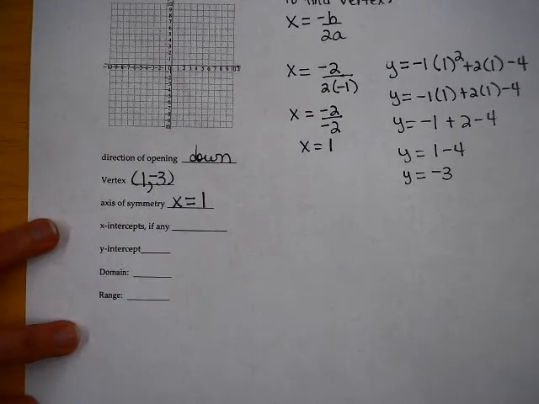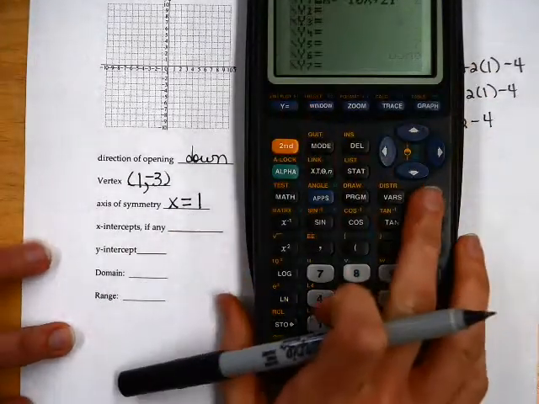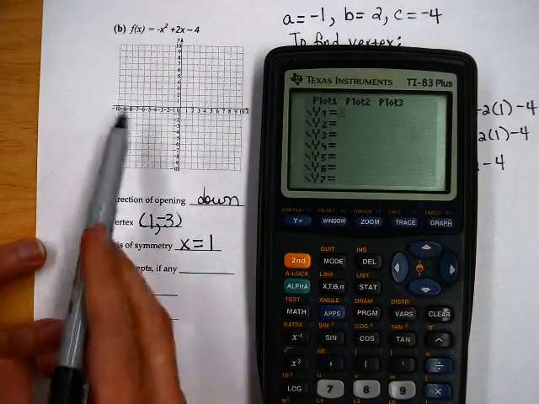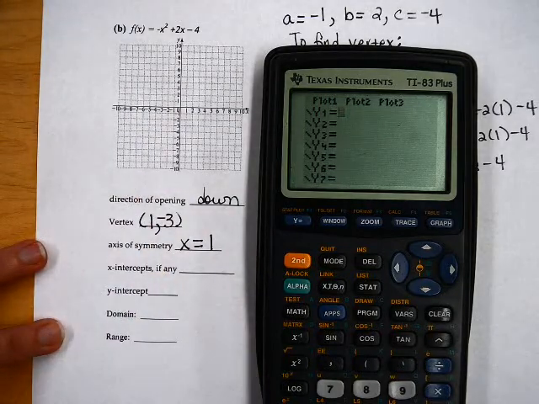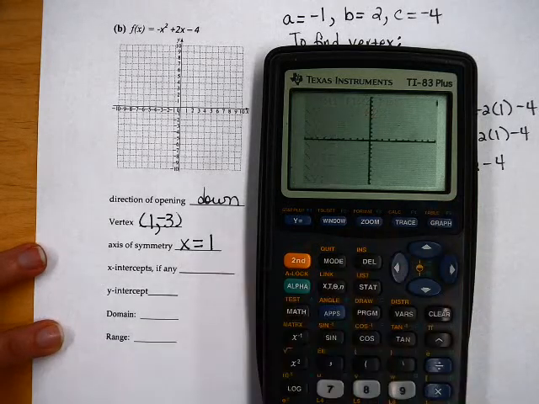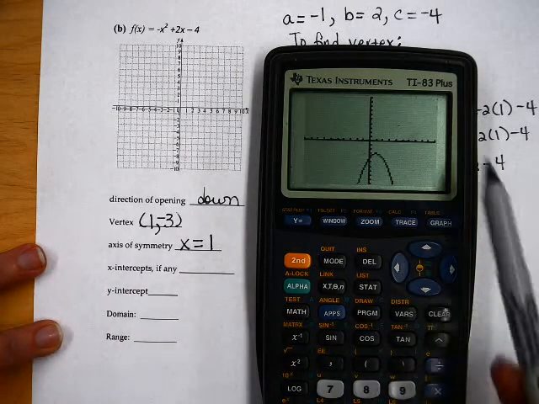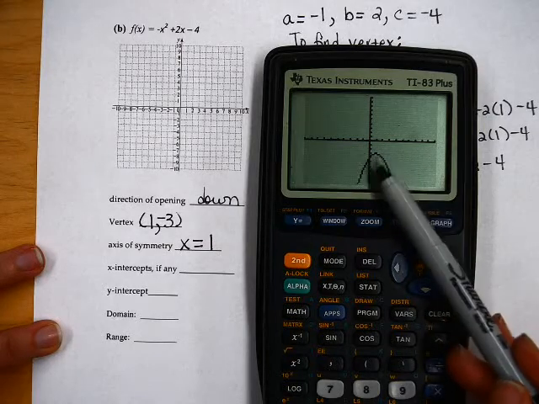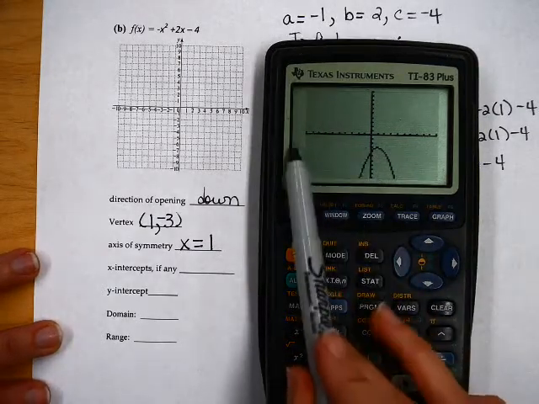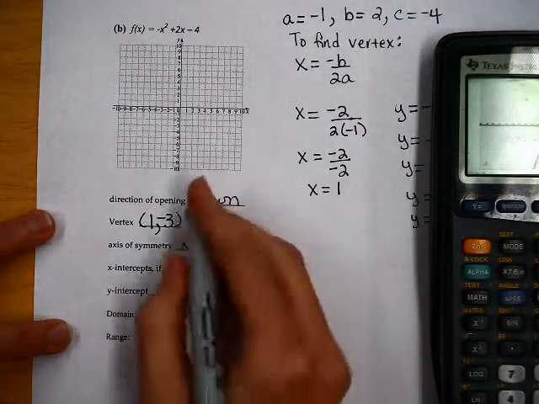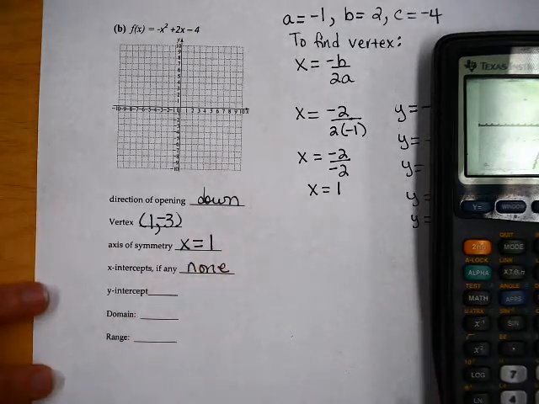Okay, let's go ahead and graph it on our graphing calculator. So go back to y equals, clear anything else out, and let's type in our equation. So y equals, and use your negative key, x squared plus 2x minus 4, enter and graph. Now, since this one opens down, and our vertex is below the x-axis, we can see that this graph is not going to ever cross the x-axis. In other words, it does not have any x-intercepts. So for x-intercepts, we will put that it has none.